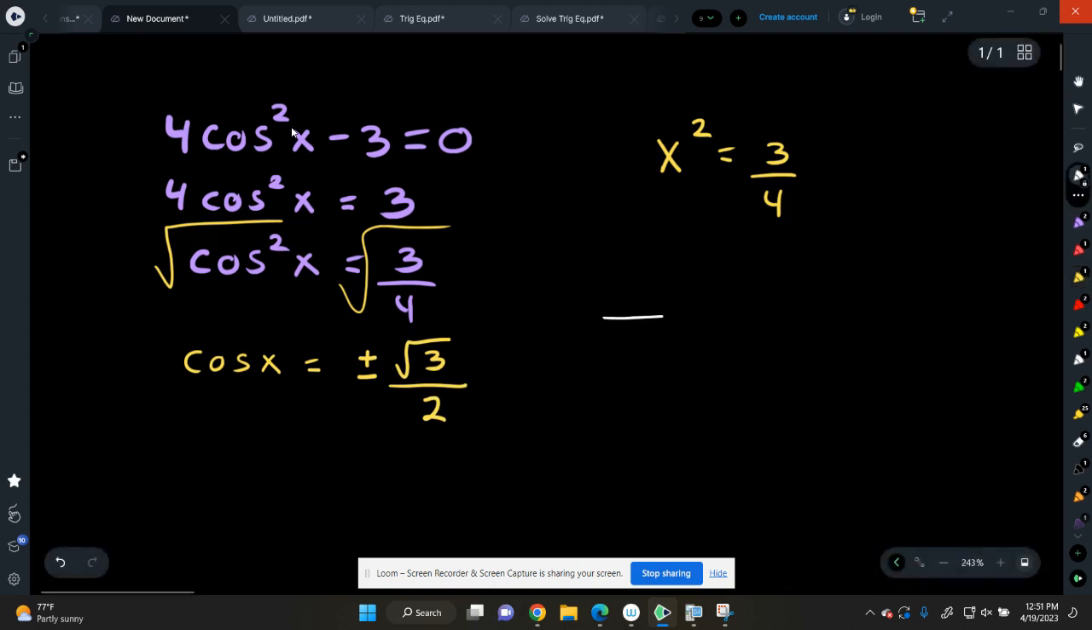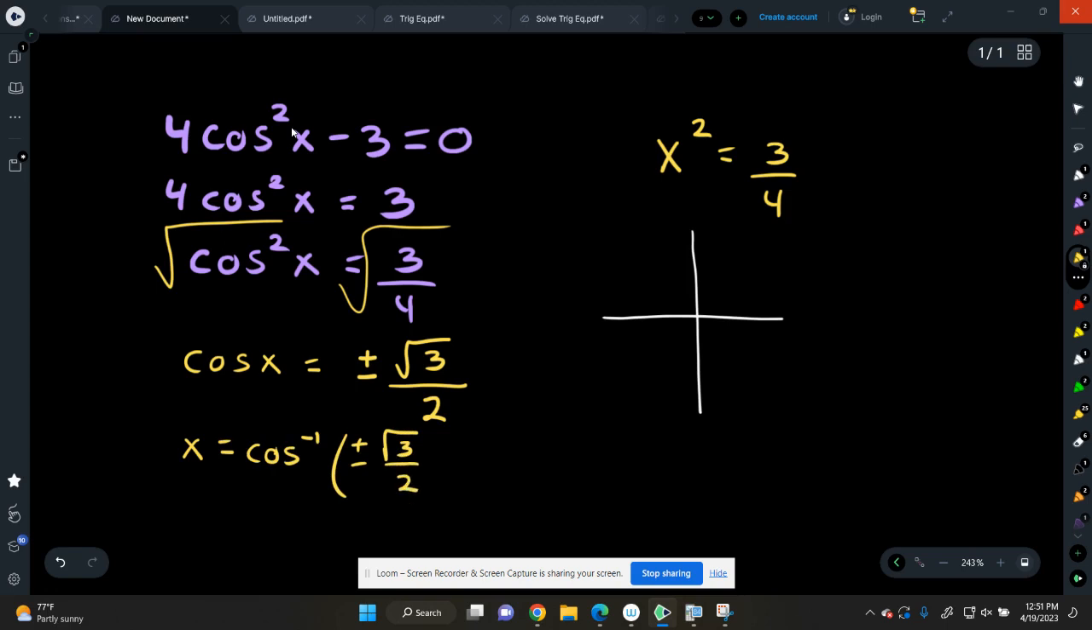So now when we look, we've got x equals the inverse cosine of plus or minus the square root of 3 over 2. Okay, so now when we look at our unit circle, we're looking to see where cosine of the angle will give me the square root of 3 over 2. Cosine is the x value, so we're looking to see where the x is the square root of 3 over 2. And where's that going to be?